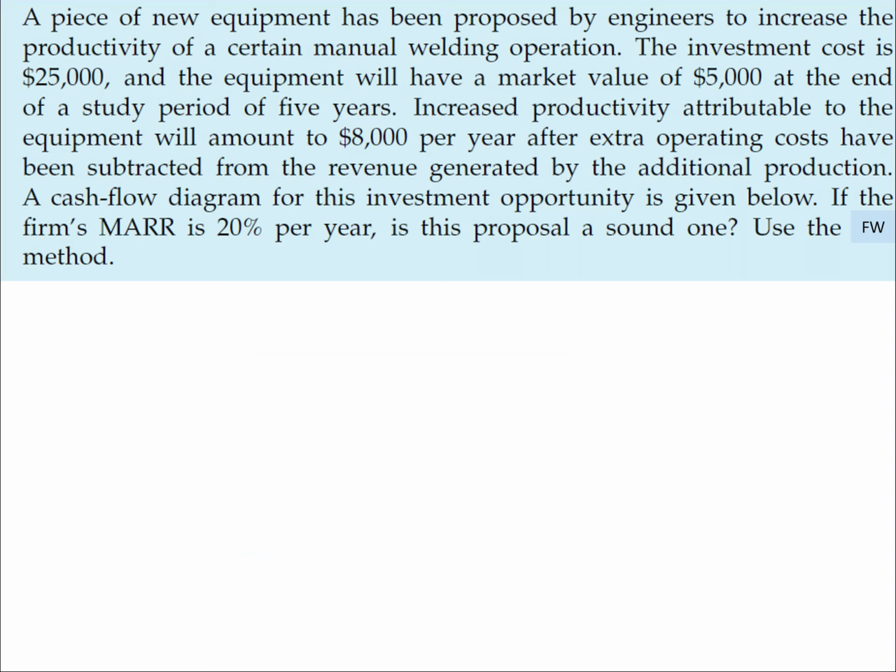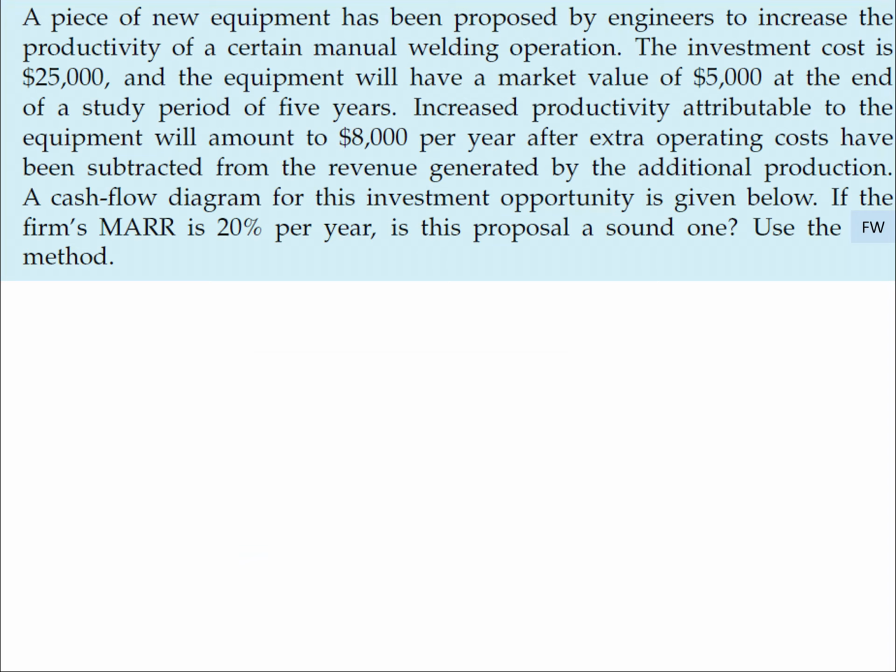And also at the end of every year, this new equipment is gonna save you some money. Okay, they're gonna lower your cost and increase your productivity. Anyway, so the net profit for your company is gonna be 8,000 every year. Okay, and it is also given that the MARR for the company is 20%. So now you want to use the FW method to decide if this is a good project to accept or not.